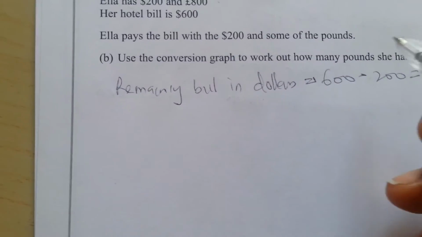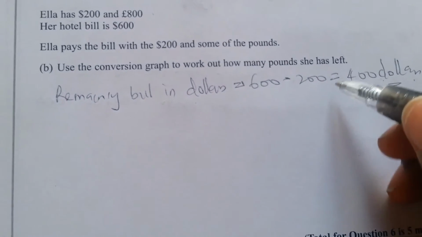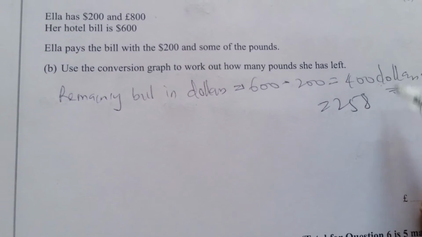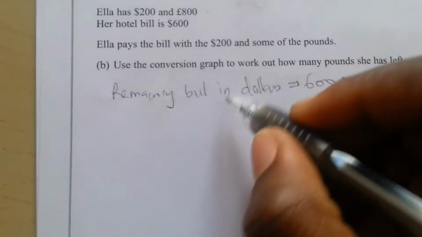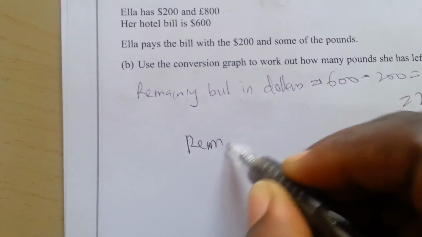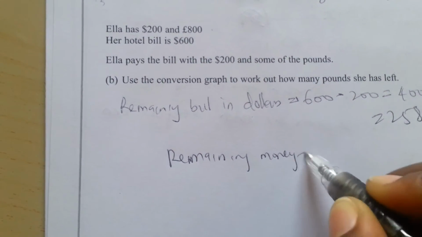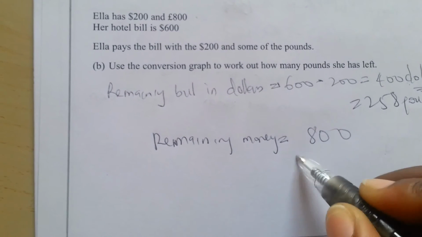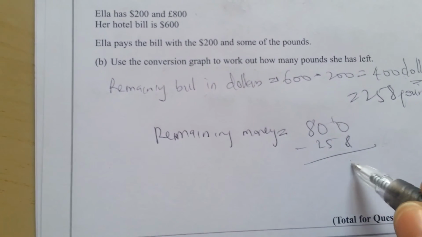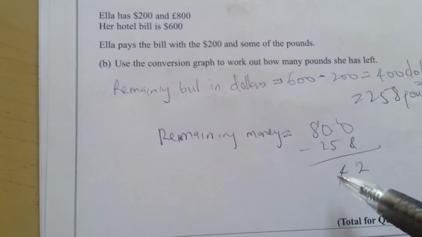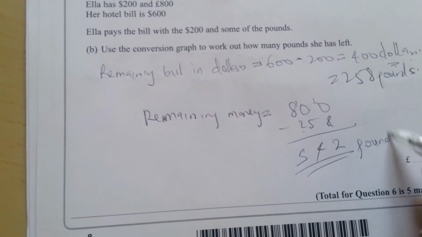Now, having that value as 258 pounds, we say she had 800. She used 258 pounds to pay for her hotel. The remaining money she has left would then be 800 pounds minus 258 pounds. 10 minus 8 is going to give you 2. 9 minus 5 is going to give you 4, and then 7 minus 2 will give you 5. So you have 542 pounds.